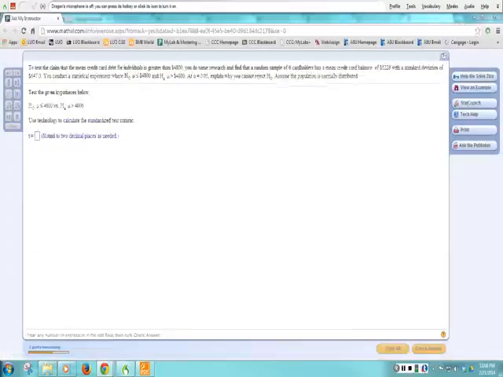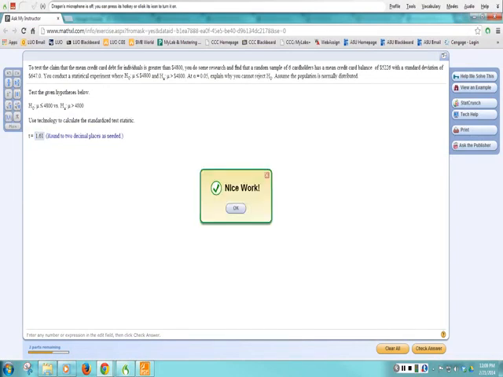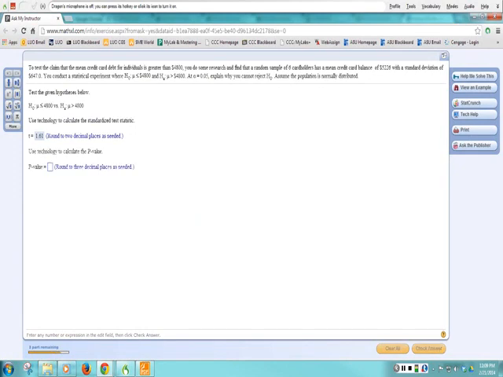So this may not show up very well in the video, but in MyStatLab, where it says t equals, understand that it says round to 2 decimal places as needed, so we'll left click in the answer field and we will type in 1.61. Press enter. We got it correct, so we'll move on.